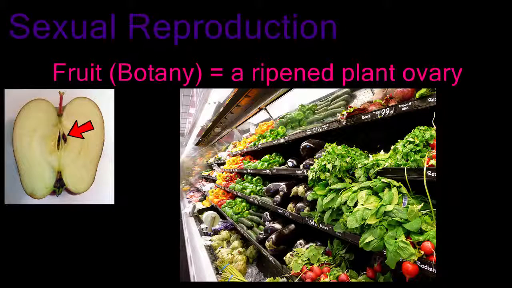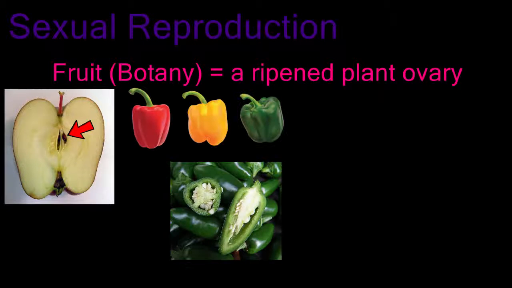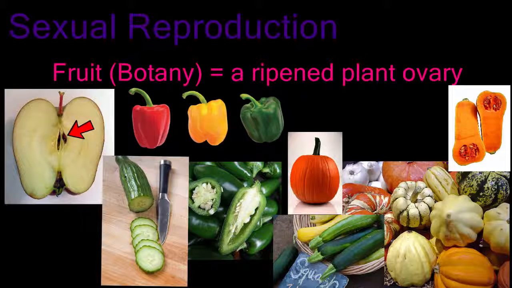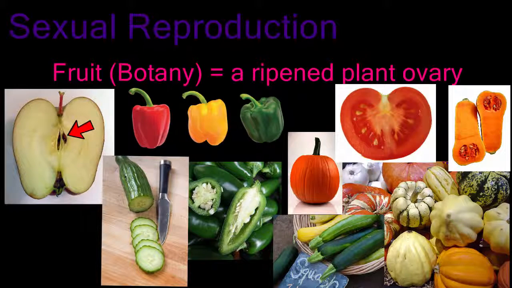Many produce that are traditionally thought of as vegetables are actually classified as fruit according to the field of botany. For example, peppers, including bell peppers, jalapenos, poblanos, habaneros, are all fruit. Cucumbers are fruit. All kinds of squash, including pumpkins, are fruit. And tomatoes are fruit as well. All of these were at one time a plant ovary within a flower. So botanically, they are classified as fruit.